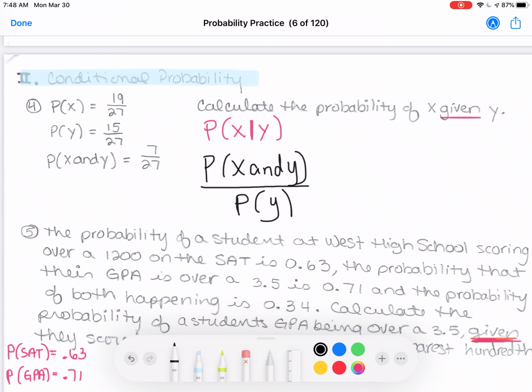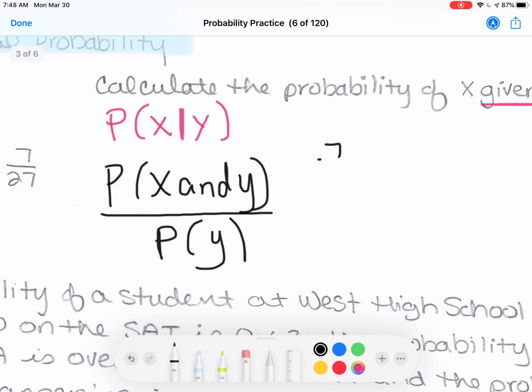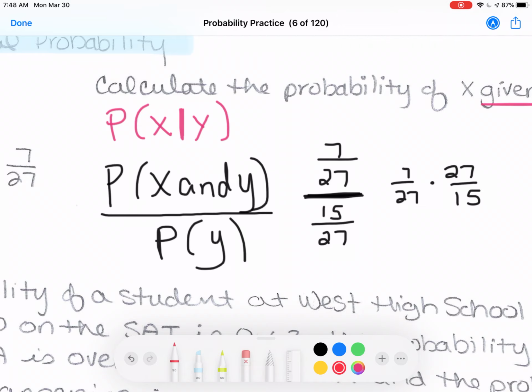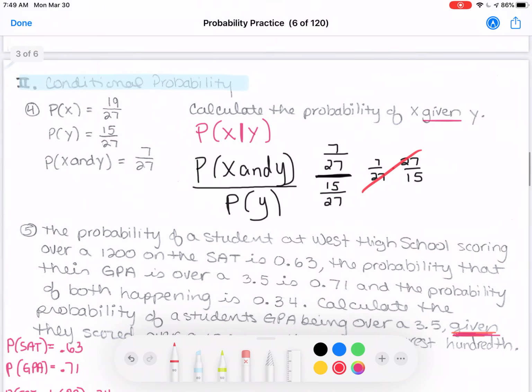And now you just take your information on the left and sub it in. So the probability of x and y is going to be 7 over 27 divided by 15 over 27. Now this just became top-bottom. Keep the top, multiply by the reciprocal of the bottom. And I love this method because this always happens. If that doesn't happen, then you messed up. So the answer is 7 out of 15. Conditional probability.